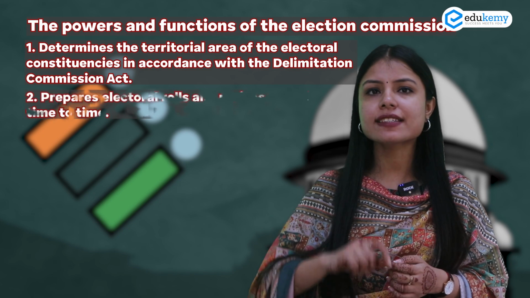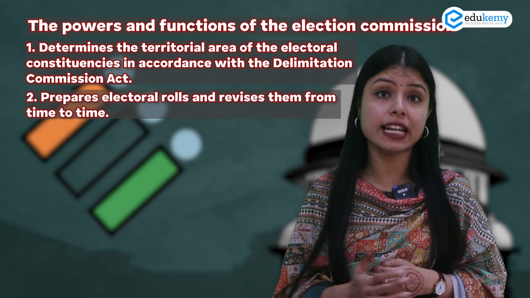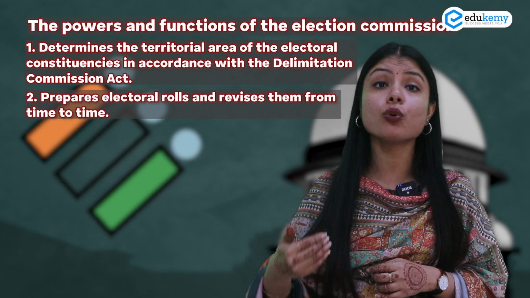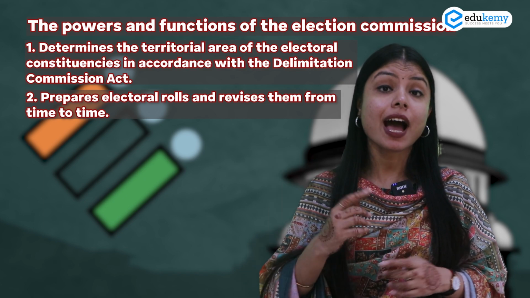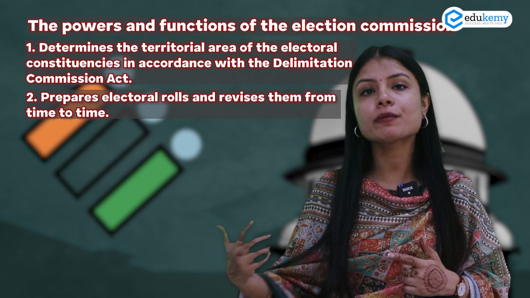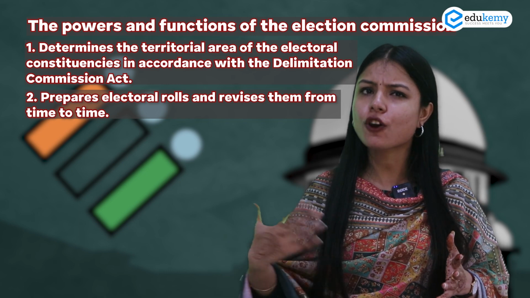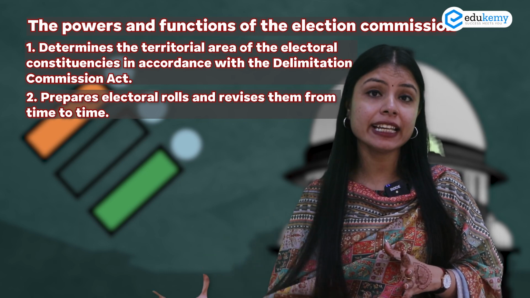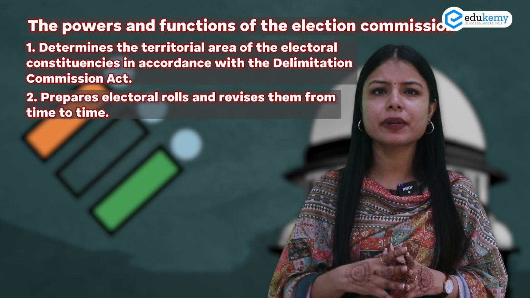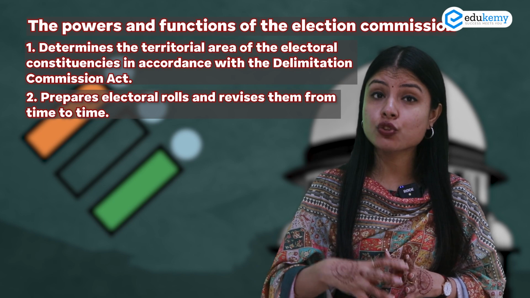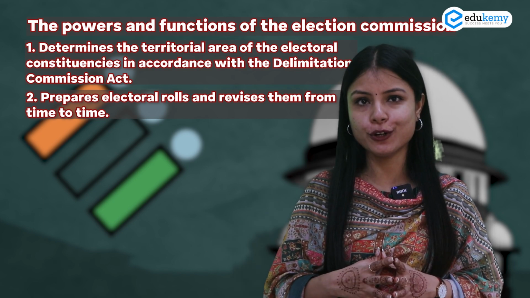Also, all of us get our names on the voter list. So this electoral roll or the voter list is prepared by the Election Commission and also updated from time to time. So let's say somebody has crossed the age of 18, then that name has to be included in the electoral roll. Or let's say somebody has died, then that name has to be removed from the electoral roll.